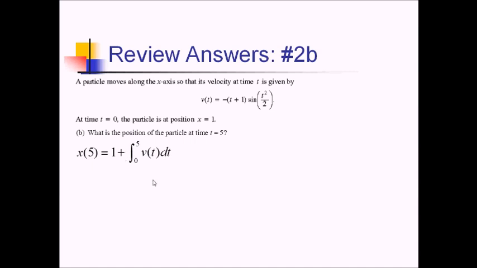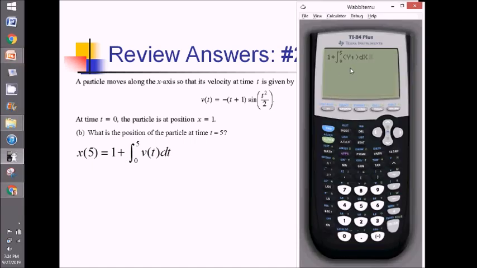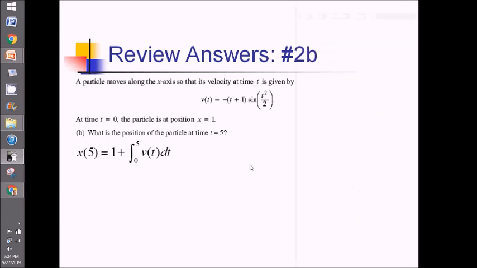So let me do that on the calculator. So here's what that looks like on my calculator. Again, I stored velocity in y1, so I don't have to keep rewriting it for every problem. And press enter. And this is going to come out to about 0.3097, so I'll round it off to 0.310 for 3 decimals.